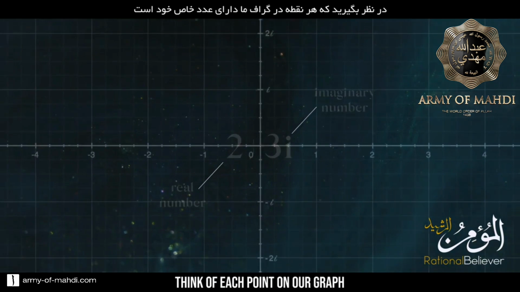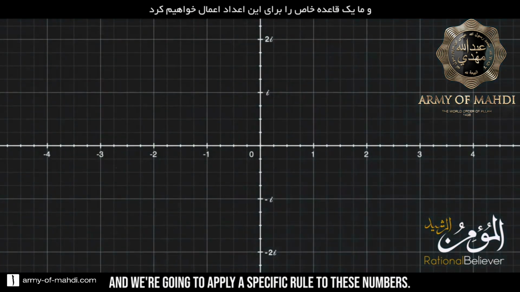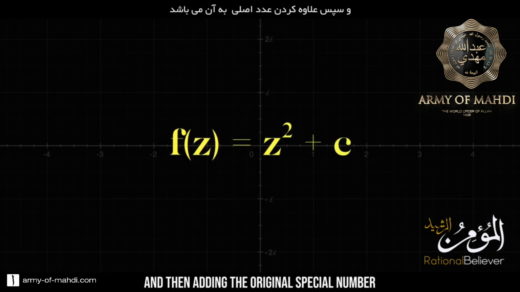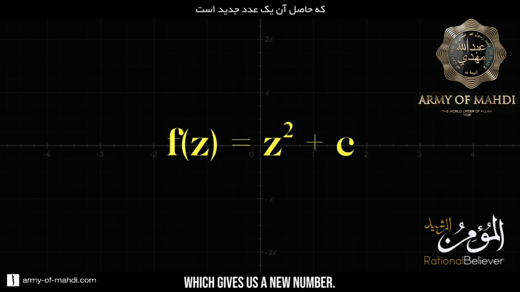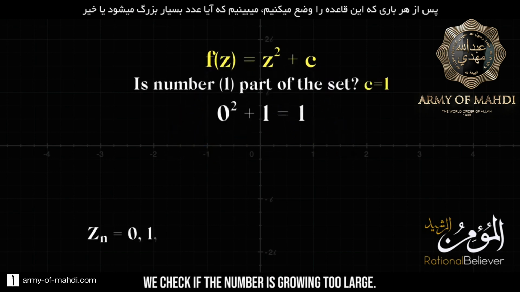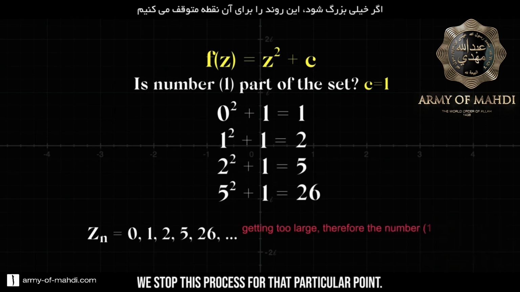Think of each point on our graph as having its own special number, and we are going to apply a specific rule to these numbers. The rule involves squaring the number or multiplying it by itself, and then adding the original number, which gives us a new number. After each application of the rule, we check if the number is growing too large. If it becomes too big, we stop the process for that particular point.